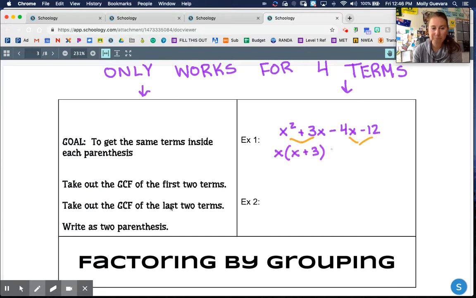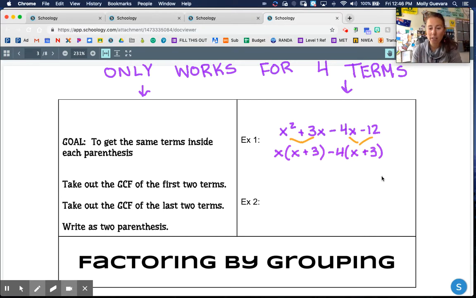Second step is to take out the greatest common factor of the last 2 terms. So here I have negative 4x and negative 12. If this number is a negative, you're probably going to want to take out a negative. So I'm going to go ahead and take that out too. Okay, and then I know that 4 goes into both 4 and 12, so I'm going to take out a negative 4. Well, negative 4x divided by negative 4 is just positive 1x, or just x. Negative 12 divided by negative 4 is positive 3, so just make sure that you're being really careful with signs, okay?